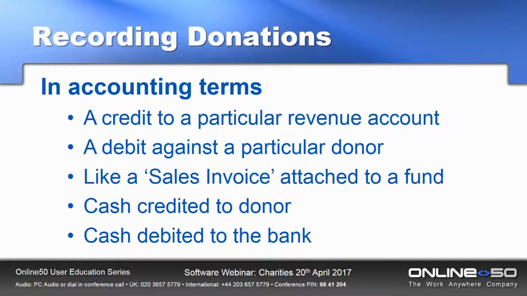It's worth noting, as I said earlier, that some people in charities really don't like you talking about sales invoices. But that's effectively what we're doing. You may find you can call it a donor debit note or a fund debit note or something like that. But in terms of the accounting, the way the system works, it works the same way as a sales invoice. And then cash that's received is credited to the donor and debited to the bank. So we've got a sales invoice and a receipt from the donor or the customer is how we're going to be treating it in the finance system.